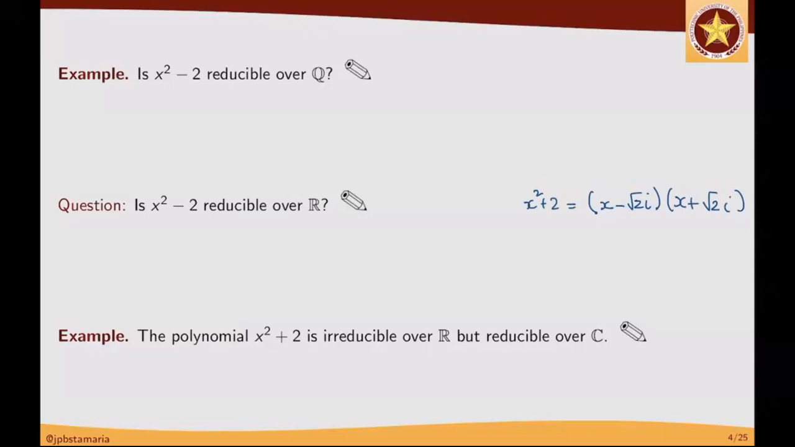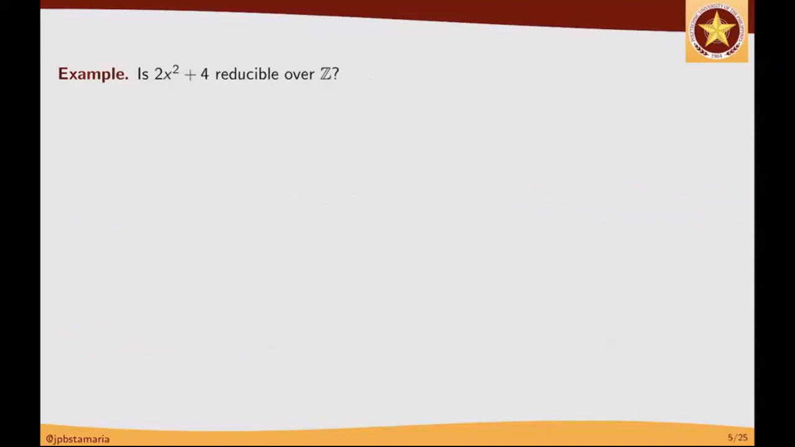Gawin nyo yung ginawa ko kanina sa Q. Kunwari, ma-factor ulit sa x squared plus 2 into 2 linear factors. Show that a contradiction will emerge, no? If you assume that. Okay?